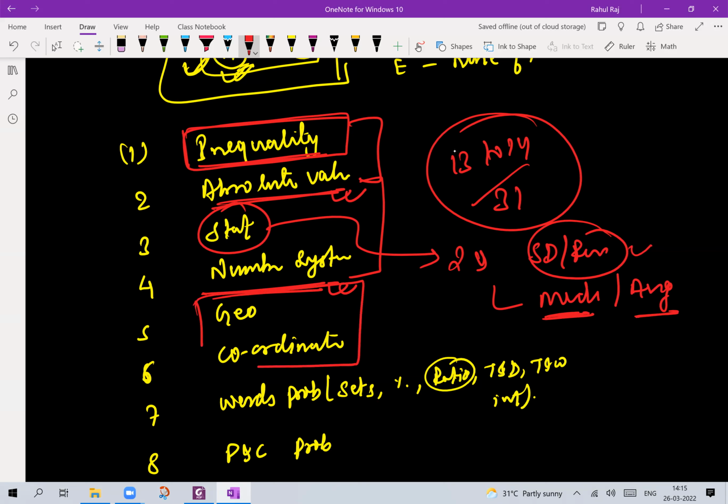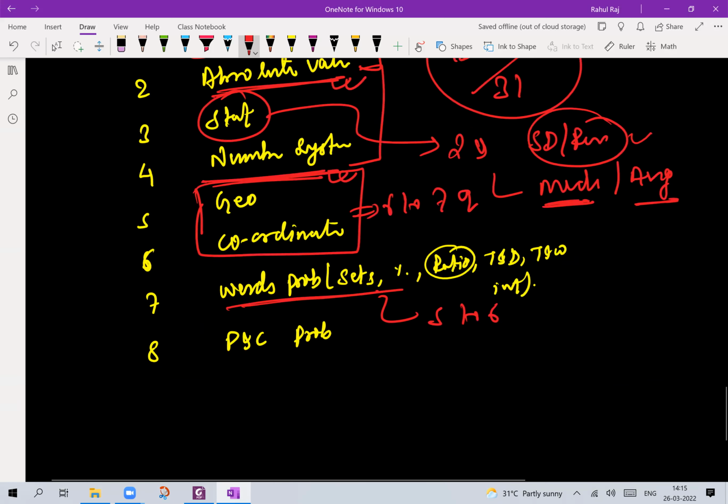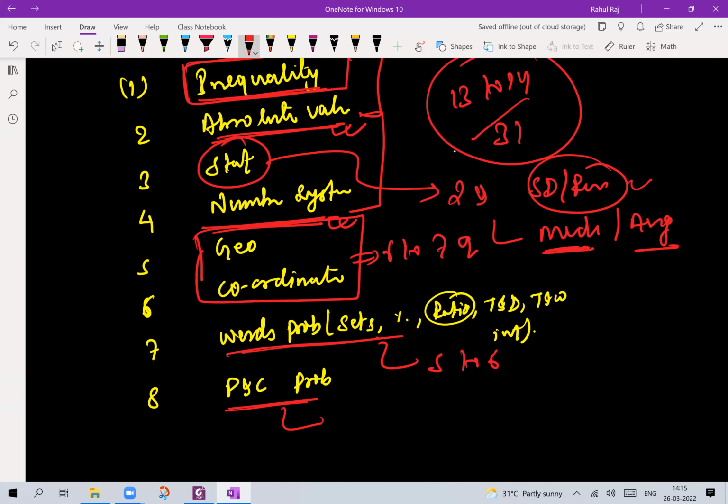Geometry and coordinate geometry, if you combine, you can expect 6 to 7 questions for sure. Word problems, you can expect 5 to 6 questions. PNC and probability, you can expect max 2, not more than this.